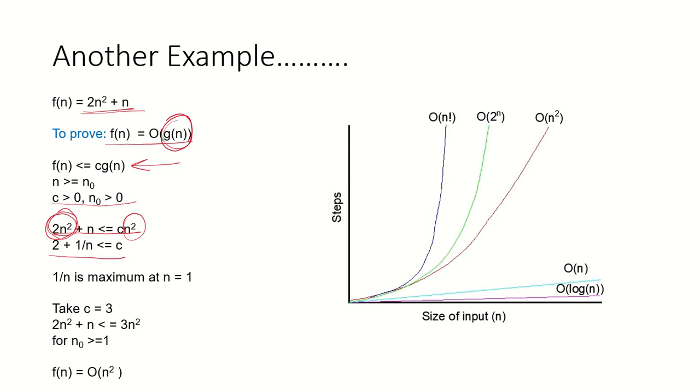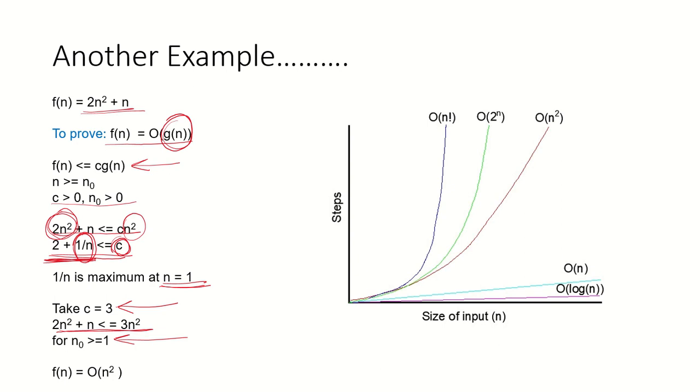Dividing by n square on both sides, we have 2 plus 1 upon n less than or equal to C. When will this value be maximum? Because C has to be larger than the maximum value on the left hand side. So 1 upon n, as discussed in the previous slide also, will be maximum at n equal to 1. So if we have n equal to 1, we find that C has to be at least 3. So 2n square plus n will be less than or equal to 3n square, and this will be true for all values of n0 greater than or equal to 1.